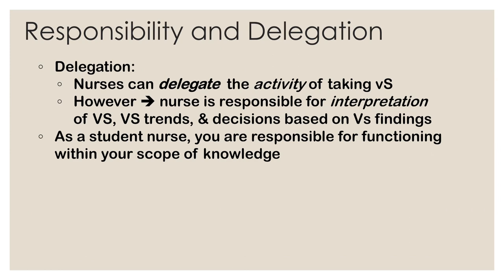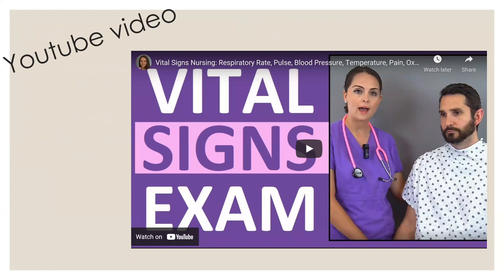And then responsibility and delegation. So nurses can delegate the activity of taking vital signs. However, the nurse is responsible for interpretation of vital signs, identifying vital sign trends, and making decisions based on those findings. So as a student nurse, you are responsible for functioning within your scope of knowledge. Okay, the professional nurse is never able to relinquish that responsibility of interpretation of vital signs based on abnormal vital signs findings. And then here I will conclude, there's another registered nurse RN video that puts the entire process together.